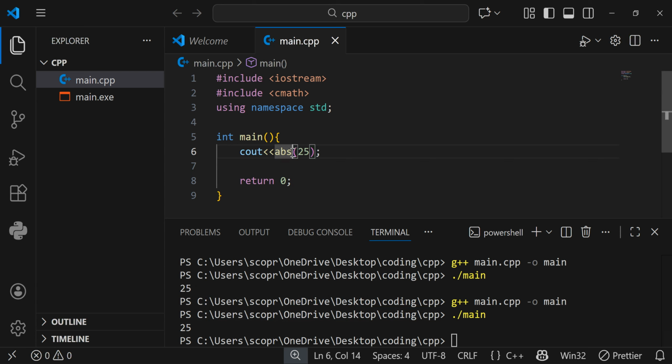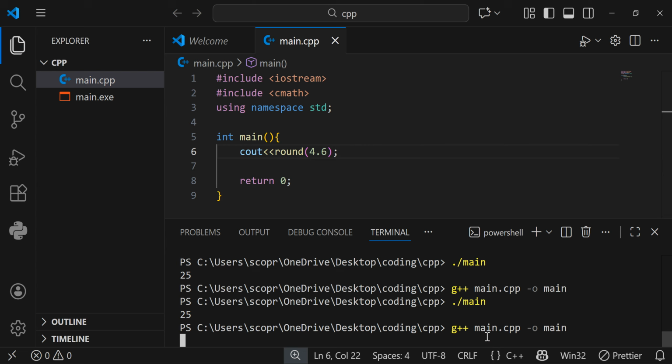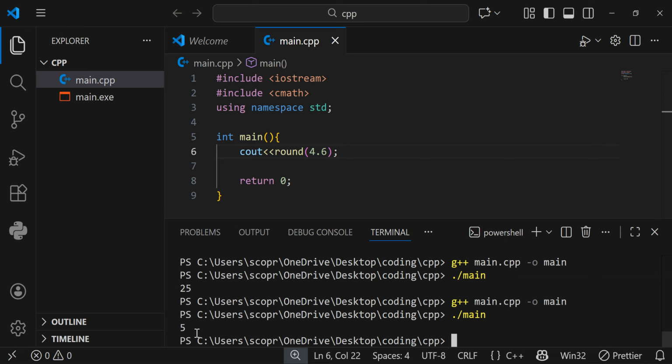Okay, so we use it like this. We call round, and then inside we can round. Let us round 4.6. We try to save and we try to compile. After compiling, we try to run. As you can see, we get 5.